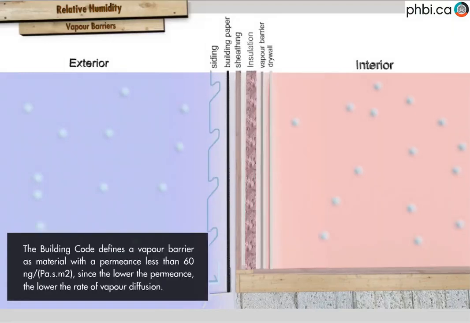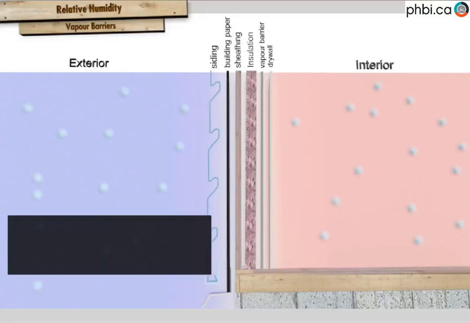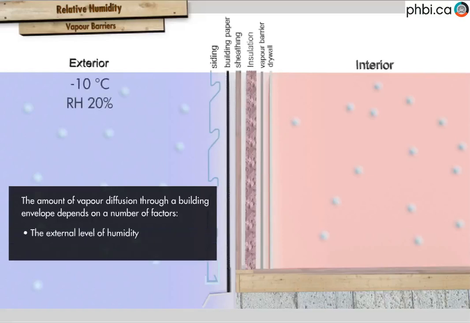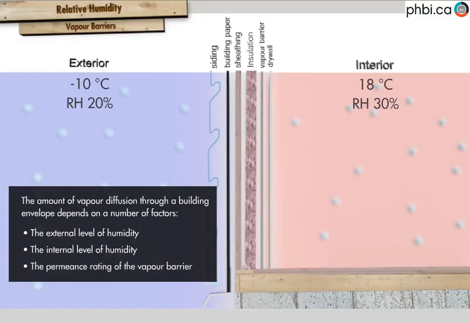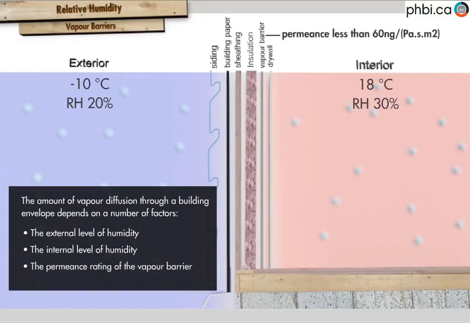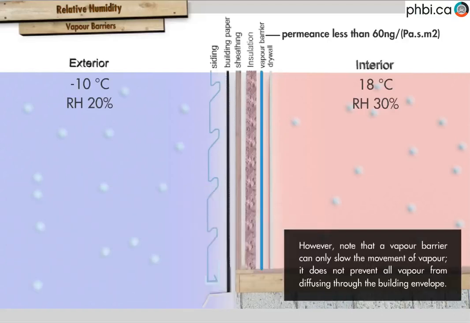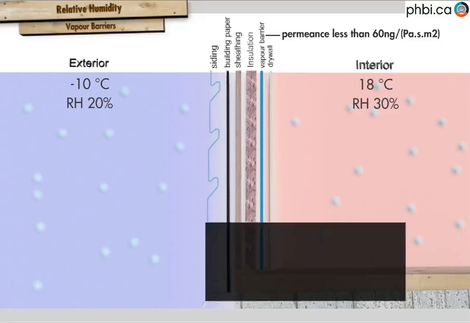The building code defines a vapor barrier as material with a permeance less than 60 nanograms per second per square meter per Pascal, since the lower the permeance, the lower the rate of vapor diffusion. The amount of vapor diffusion through a building envelope depends on a number of factors: the external level of humidity, the internal level of humidity, the permeance rating of the vapor barrier, and the continuity of the vapor barrier. However, note that a vapor barrier can only slow the movement of vapor. It does not prevent all vapor from diffusing through the building envelope.